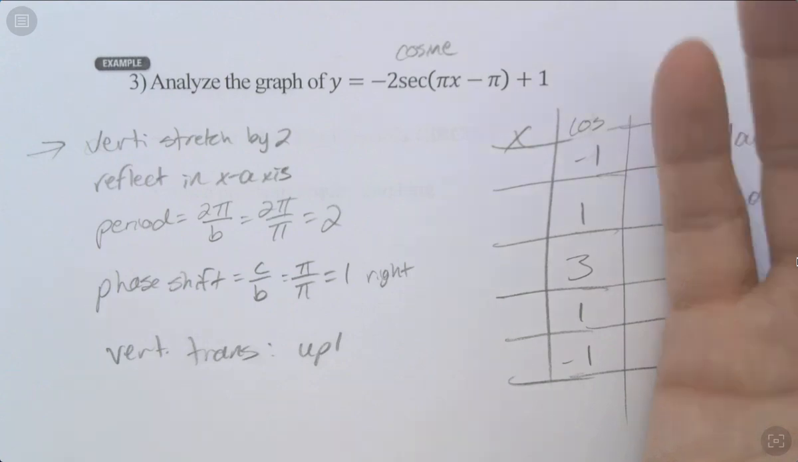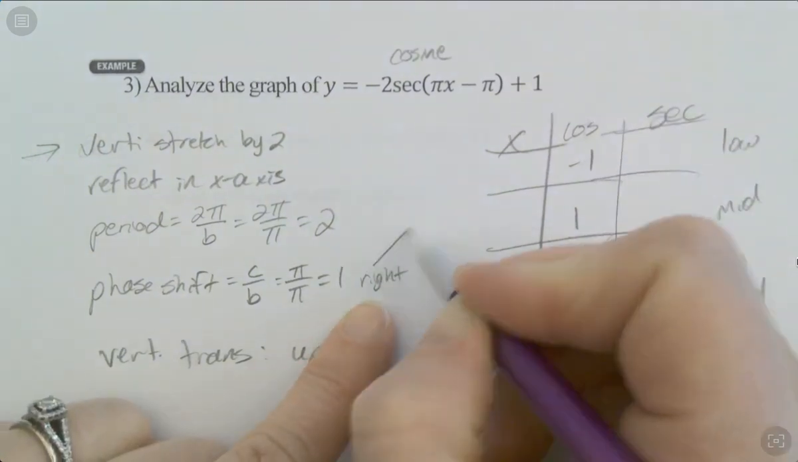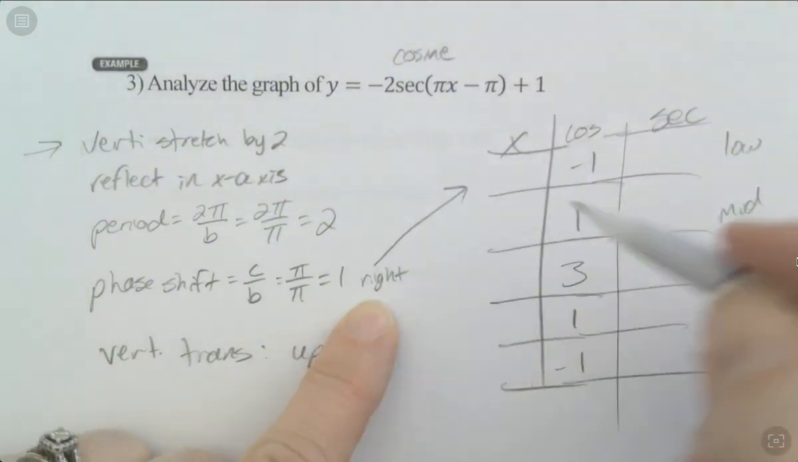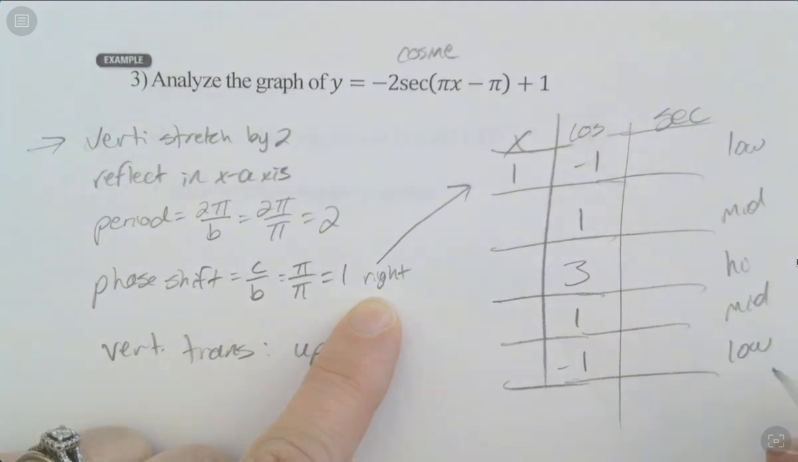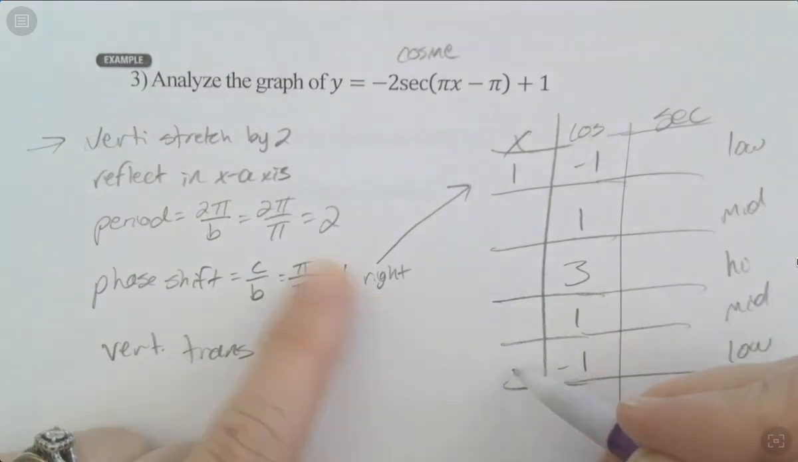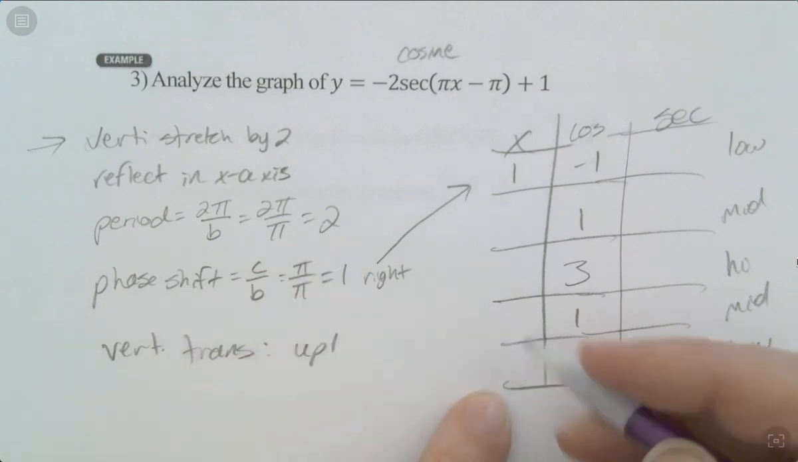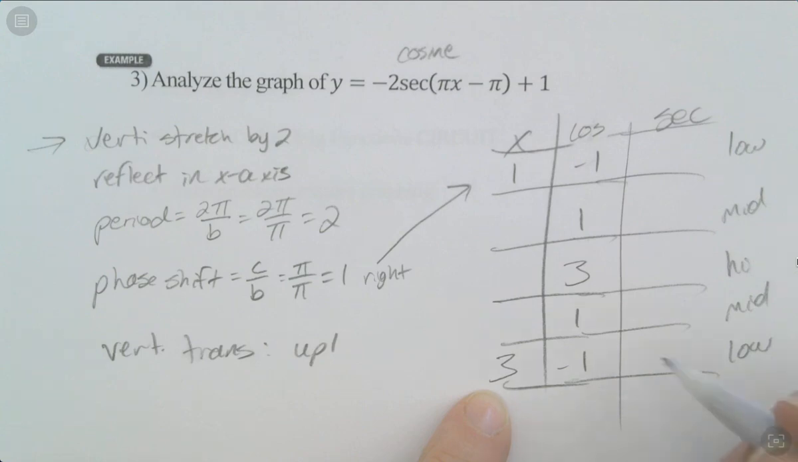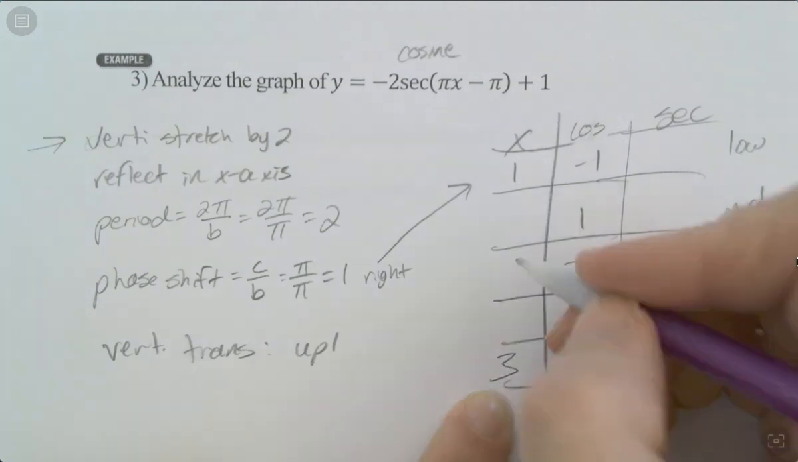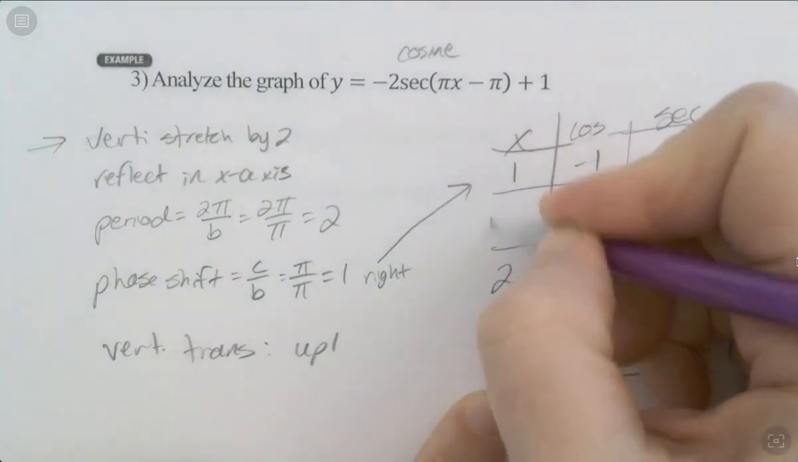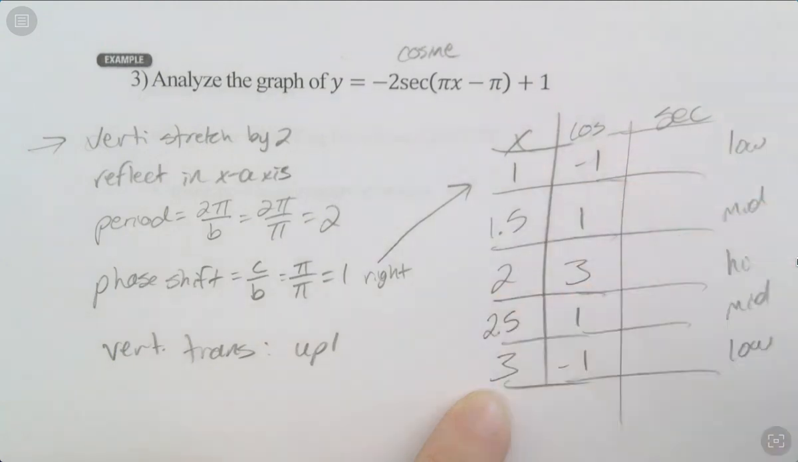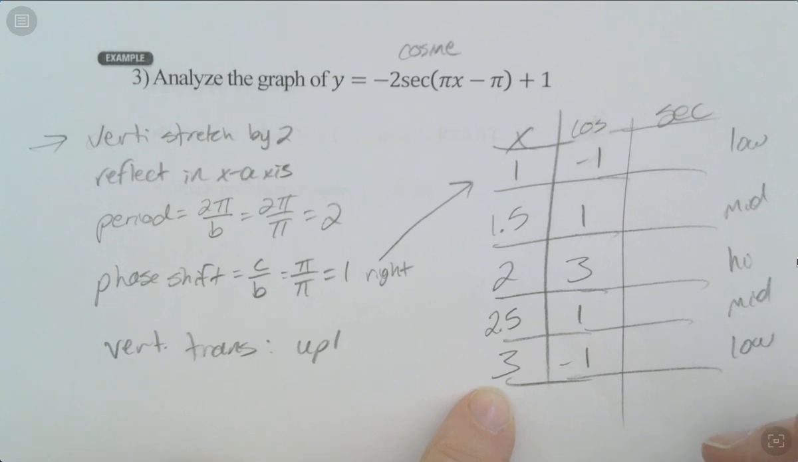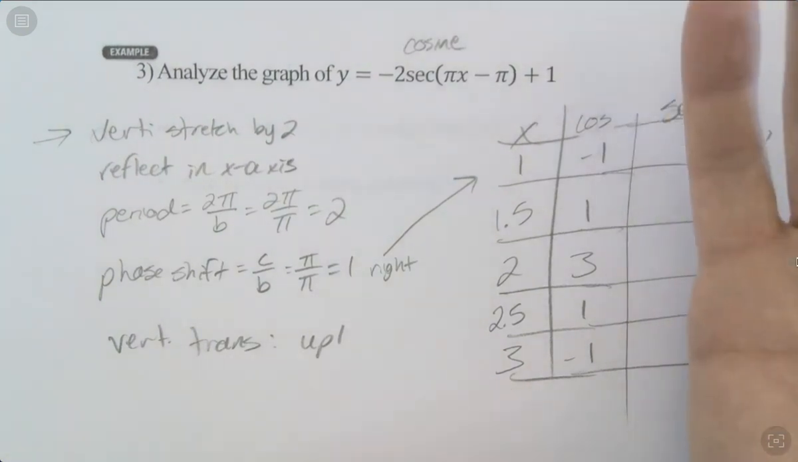Let's do the x. So we're going to do the same thing that we did with the sine and the cosine. Your phase shift is the starting point, so that's just going to be 1 to the right, positive 1. And then you're going to add the period to get the stopping point, 3. And halfway between 1 and 3 is 2. And then halfway is 1.5, 2.5. Okay, so that all makes sense for the cosine function, right?